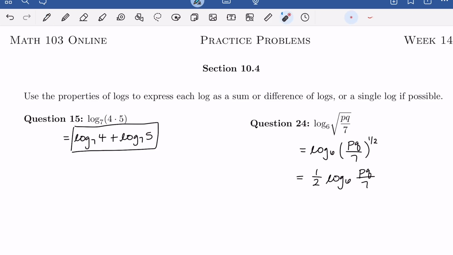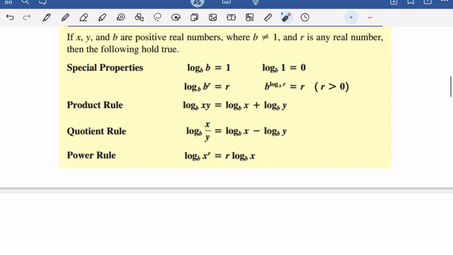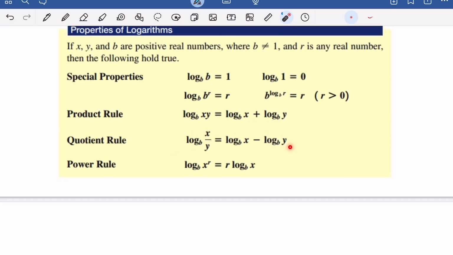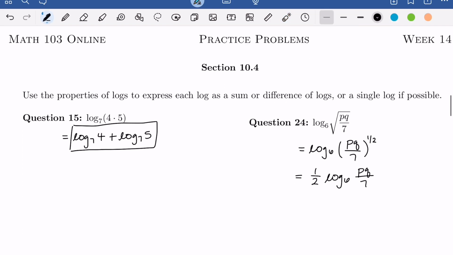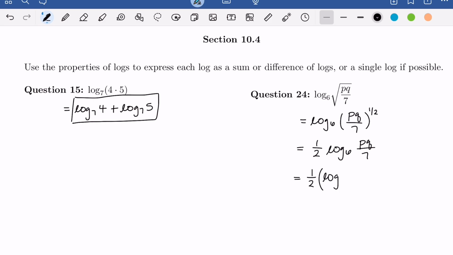Now notice we have pq divided by 7. Going back to this chart, we can use our quotient rule, so we can rewrite this quotient as the right-hand side of our equation. This is going to be the same thing as 1/2, and I'm going to write parentheses on the outside just to emphasize that this 1/2 is being applied to the entire thing. We're going to have log base 6 of pq minus log base 6 of 7, what's in our denominator.